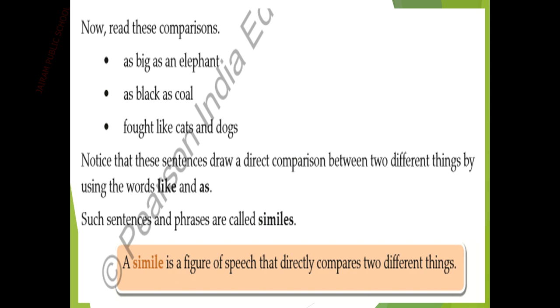Let us go to your worksheets. Now read these comparisons. As big as an elephant, as black as coal, fat like cats and dogs. Notice that these sentences draw a direct comparison between two different things by using the words like and as. Such sentences and phrases are called similes. So children, simile is a word that directly compares two different things by using words such as like and as.